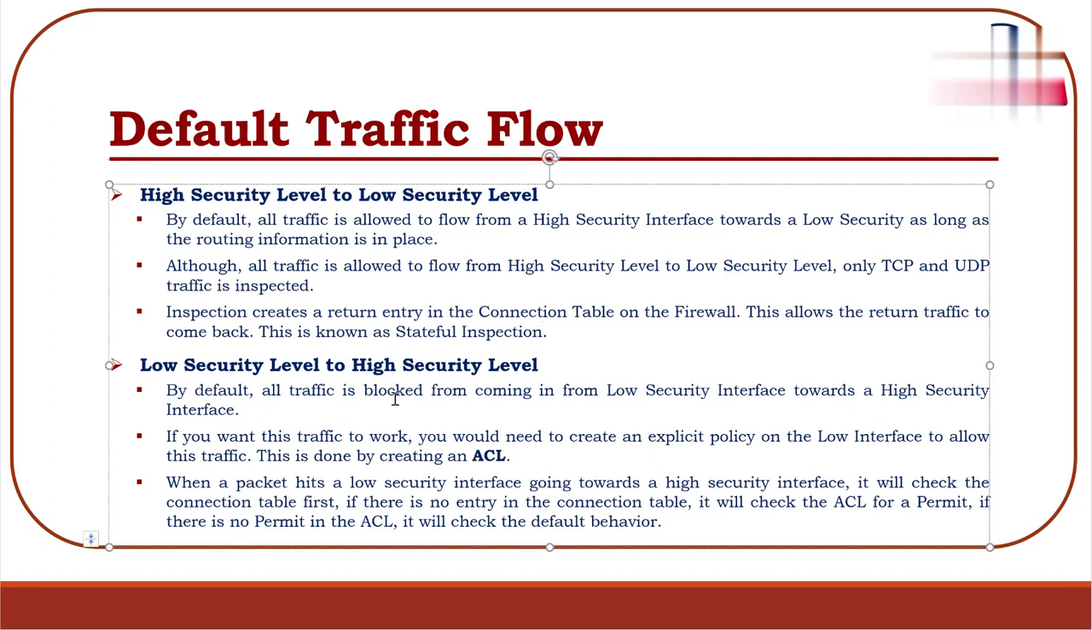This is done. How about low to high? By default, all traffic is blocked from coming in from low to high. We talked about that. You can make that exception by explicitly creating an ACL and applying it to your interface to allow traffic from low to high.